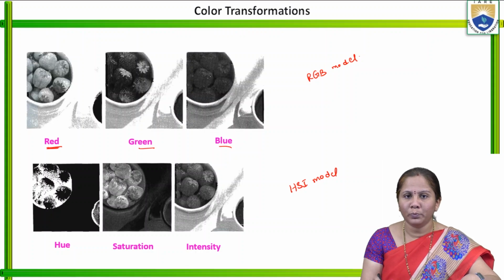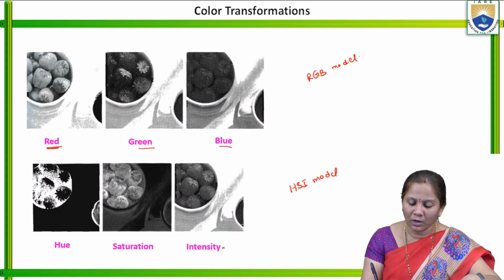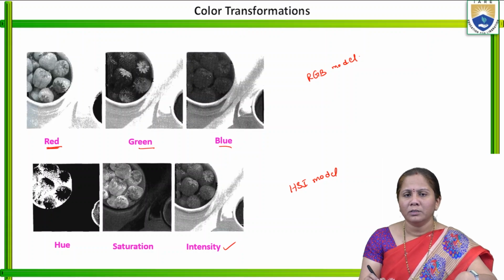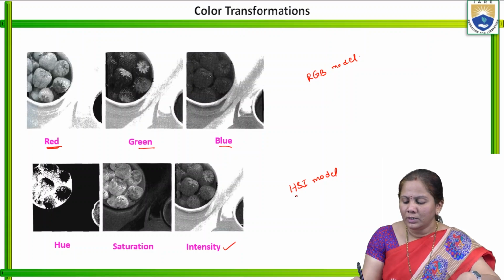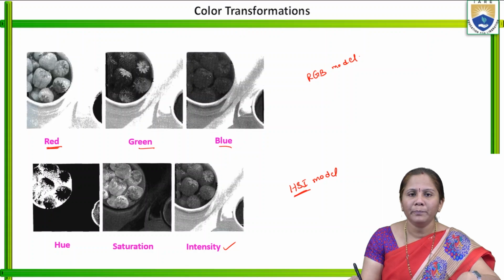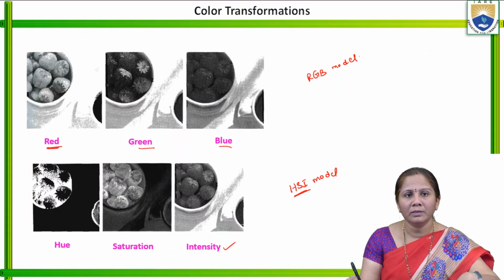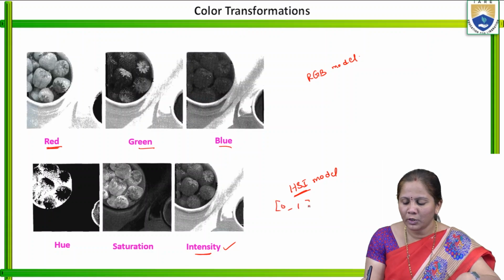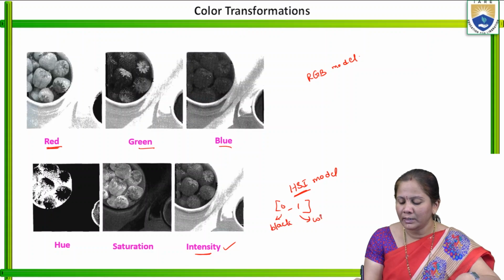So these are the three output images. First let us talk about this intensity. In this HSI model, H stands for hue, S stands for saturation, and I stands for intensity values. As we are talking about intensity now, we have represented intensity values ranging from 0 to 1, where 0 is representing black and 1 is representing white.